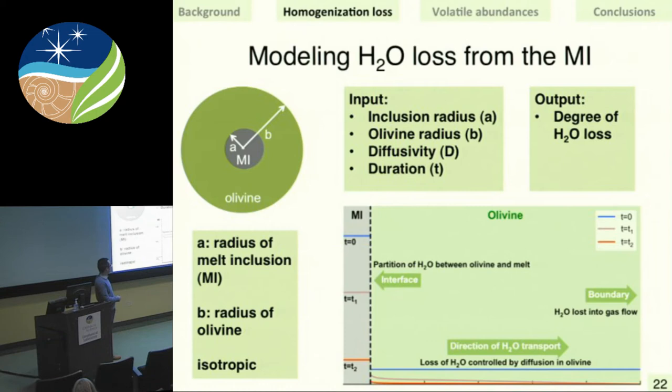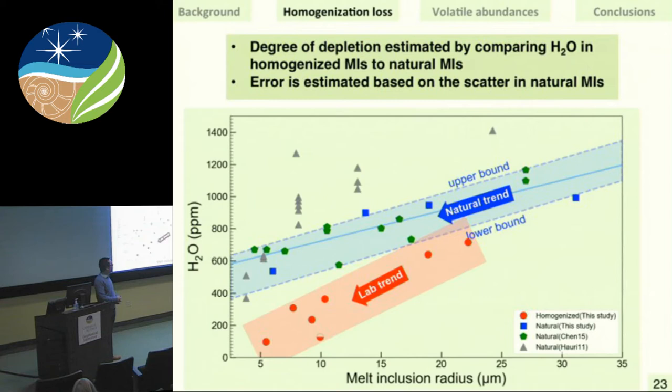This model takes in four input parameters: the radius of the inclusion, the radius of the olivine, the diffusivity of hydrogen across the olivine, and the duration of the heating experiment. And it gives us the output of degree of water loss based on the four input parameters. To apply this model to our data, we need to convert the concentration data into the degree of loss after experiment. The way we're doing this is we compare the water concentration in the homogenized melting solutions to the natural trend observed in unheated melting solutions.